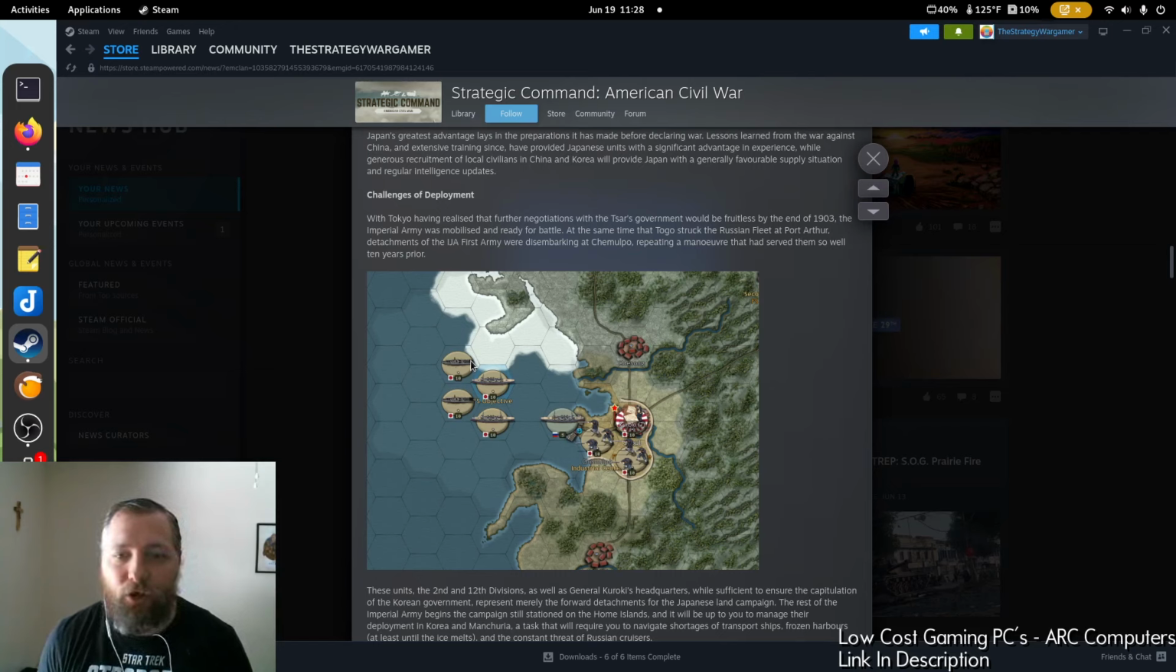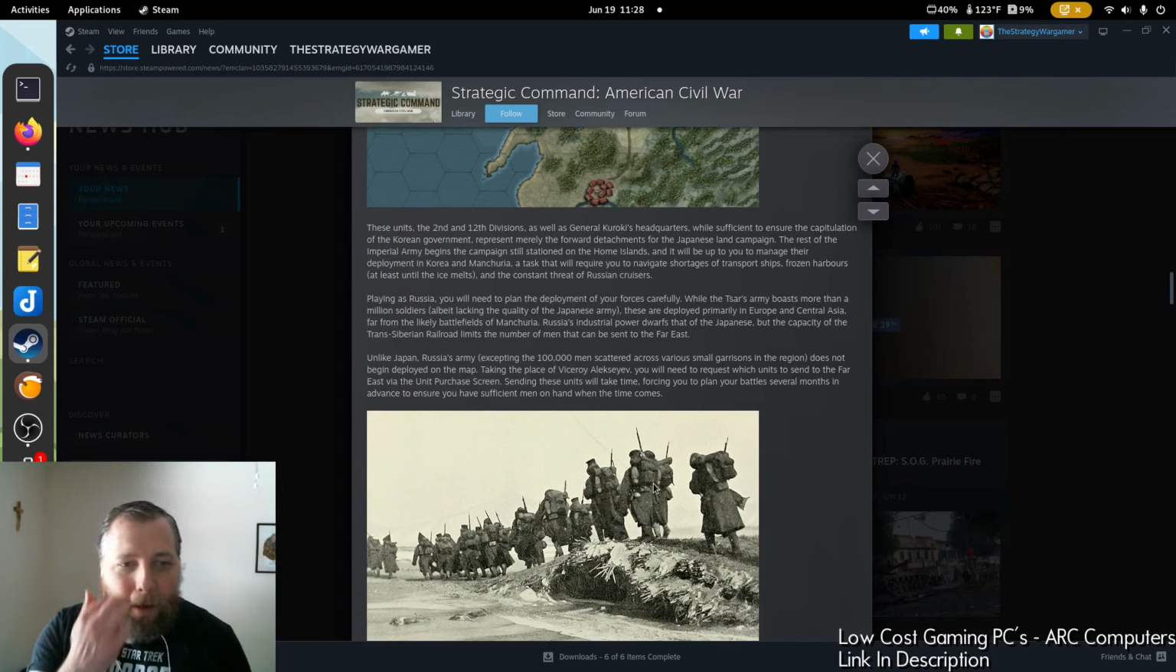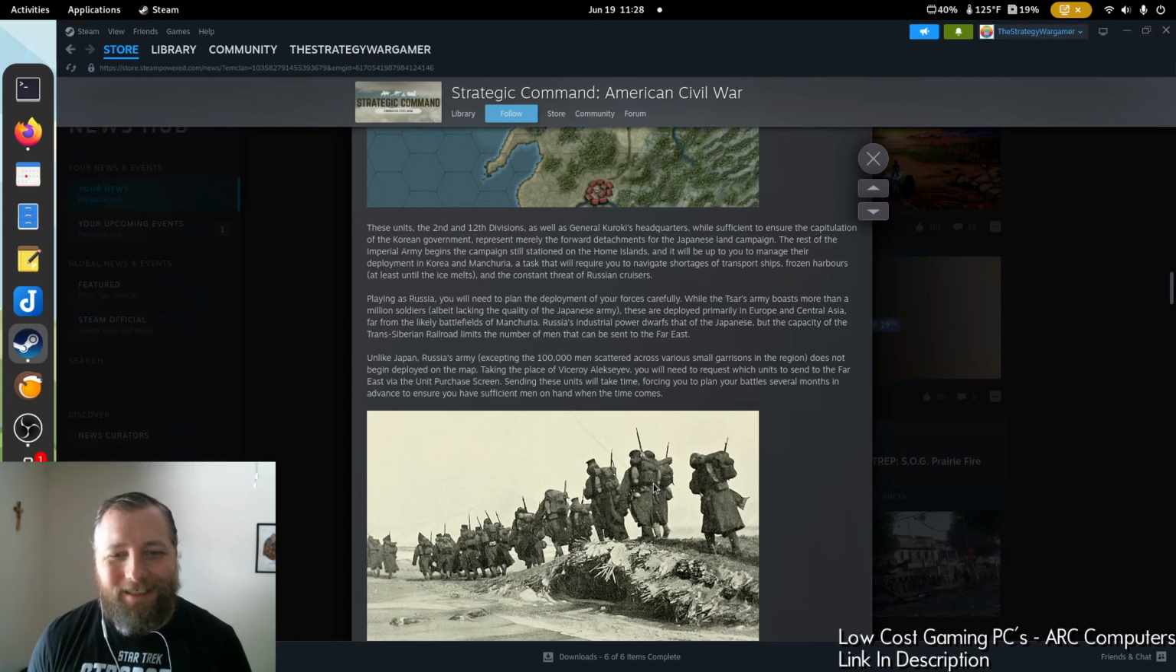At the same time that Togo struck the Russian fleet at Port Arthur, detachments of the Imperial Japanese Army's 1st Army were disembarking at, I'm not going to pronounce it, Kemulpo? Repeating a maneuver that had served them so well 10 years prior. So that's, these units, the 2nd and 12th Divisions, as well as General, I will pronounce his name, Kuroki's headquarters, was sufficient to ensure the capitulation of the Korean government, and represent merely the forward detachments of the Japanese land campaign.